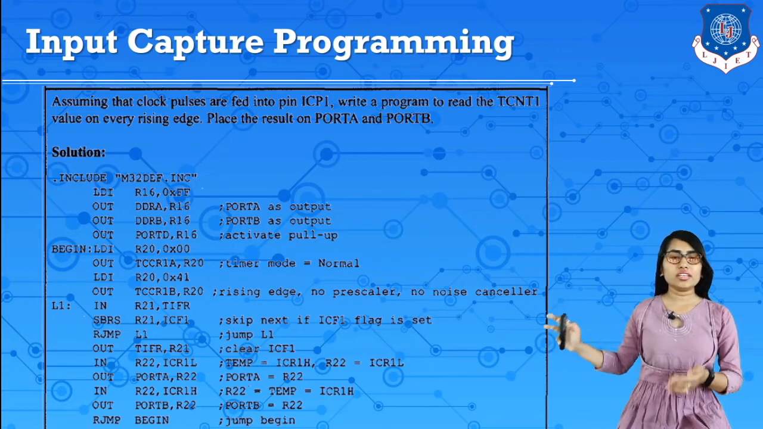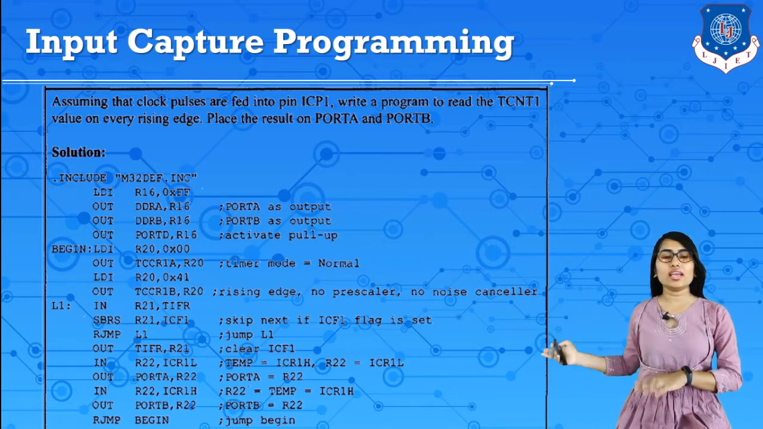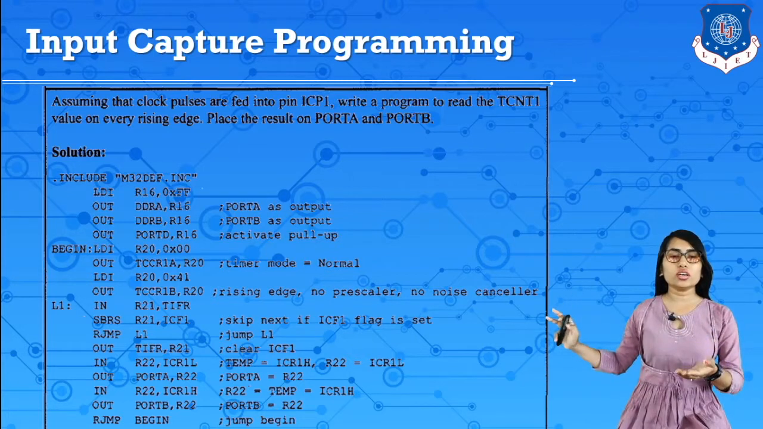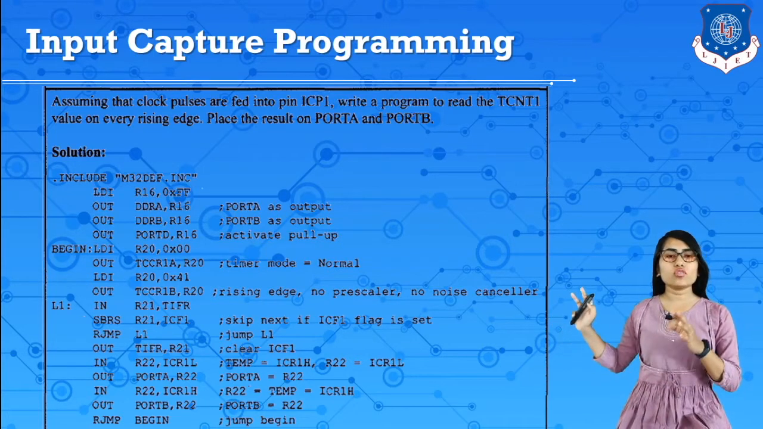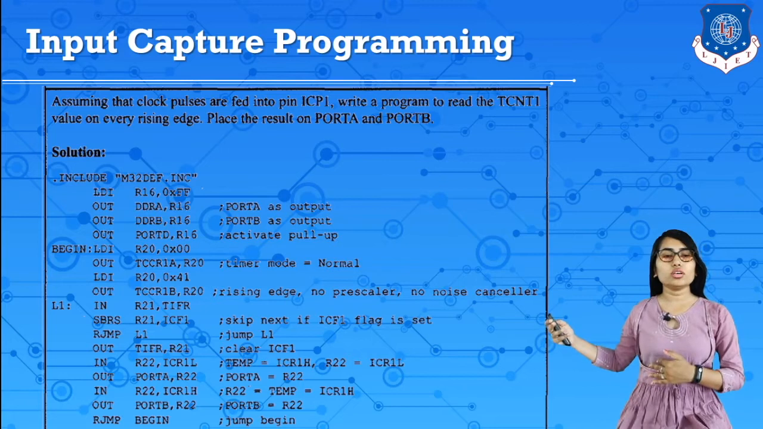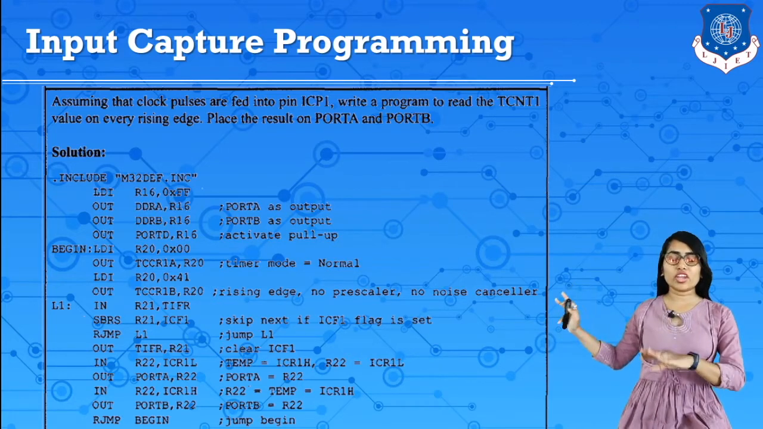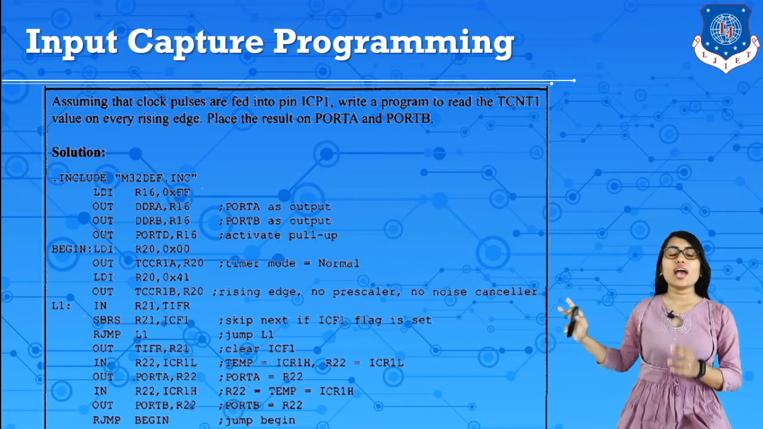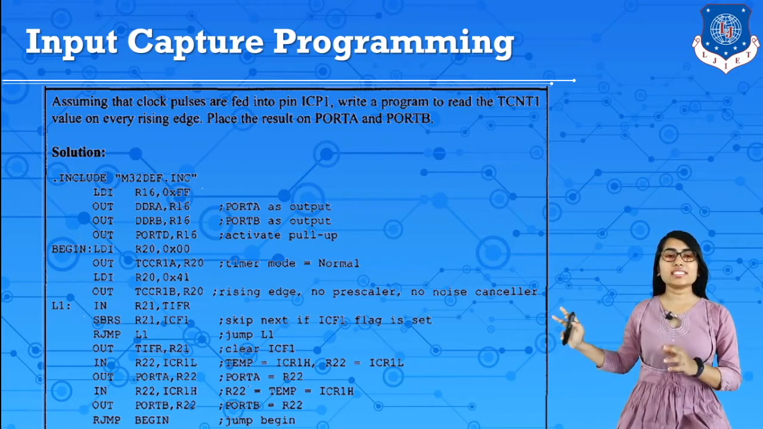So here in R22, ICR1L and ICR1H are copied. Whatever the value of R22 is basically sent over port A, and the other value is sent over port B. So whatever the value of ICR1L is copied in R22 and it goes to port A. So port A is equal to ICR1L, that means ICR1 low byte, and here ICR1 high byte.